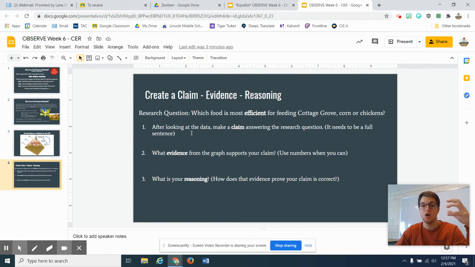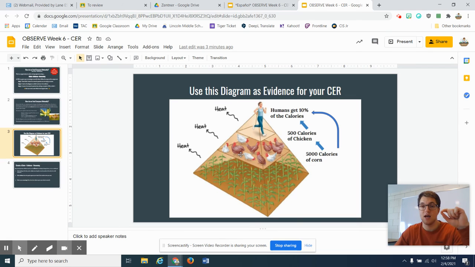So this last part, we need to make a clear claim. Which food is most efficient for feeding Cottage Grove? An example would be, I think chickens is the most efficient way to feed Cottage Grove. Or you could say, not I think, just say corn is the most efficient way to feed Cottage Grove. You're making a statement, you're making a claim. Then use some evidence. This is the tricky part. We're grabbing evidence from this diagram.